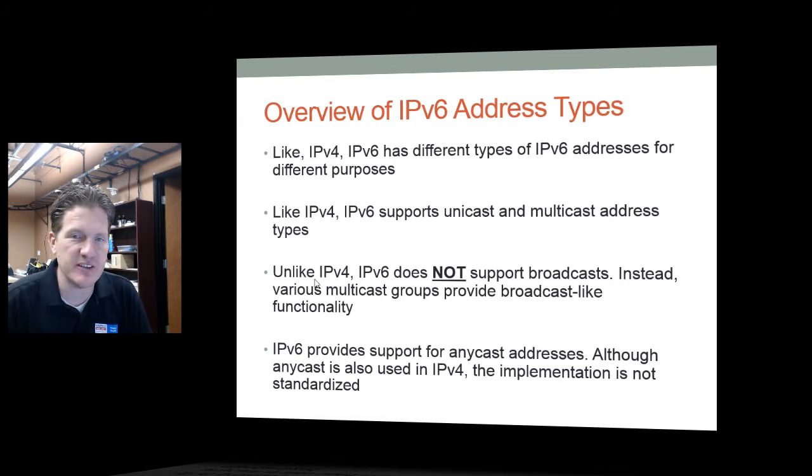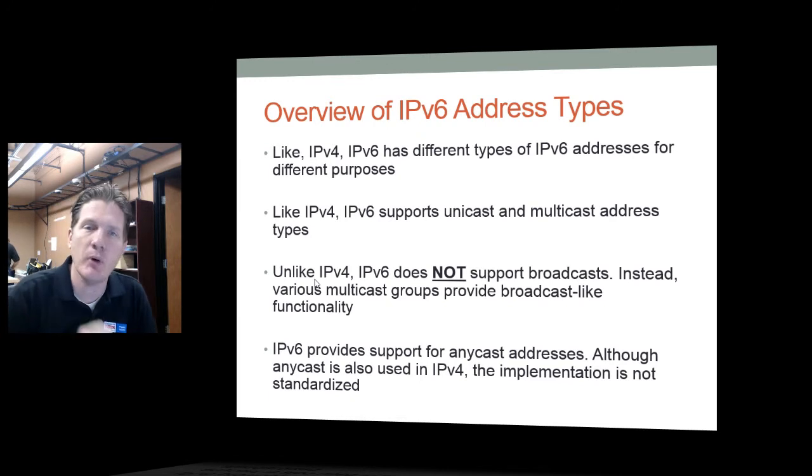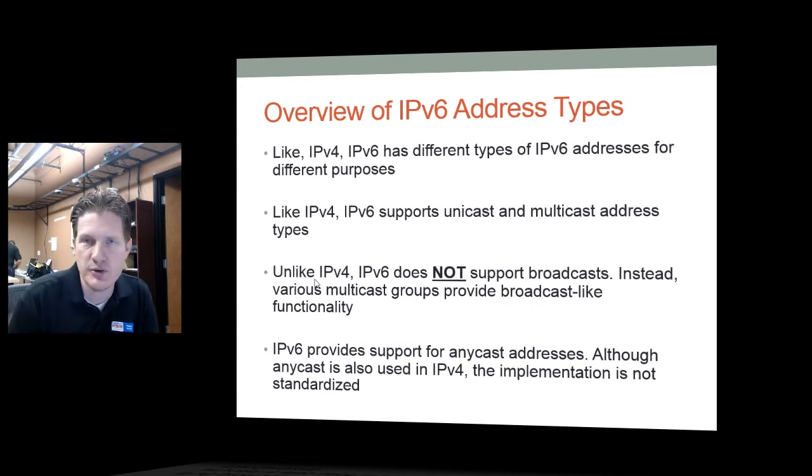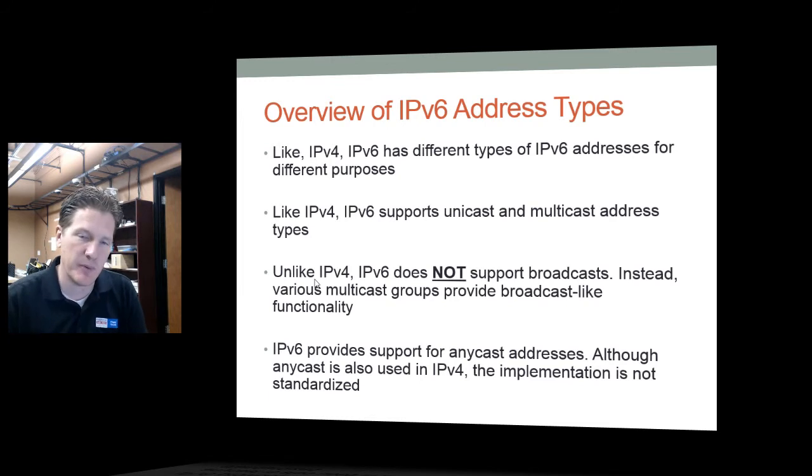IPv6 is just like IPv4. Different types of addresses have different purposes. Like IPv4, IPv6 supports Unicast and Multicast address types. However, IPv6 does not support a broadcast address. It uses multicast groups to pretend like it's a broadcast, if you will. The reason why is broadcasts are just considered bad. Sending a packet out to just everybody is not good practice. So we use multicast groups to reduce the limit and the scope of a broadcast. So we no longer have broadcast with IPv6.